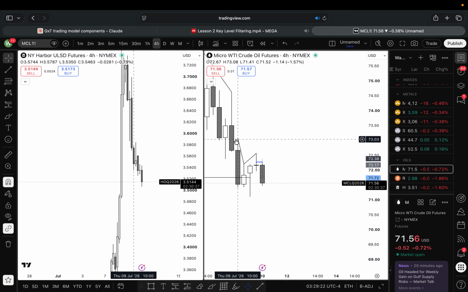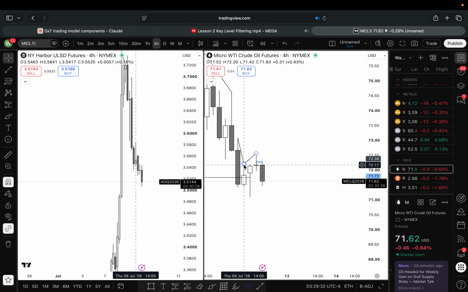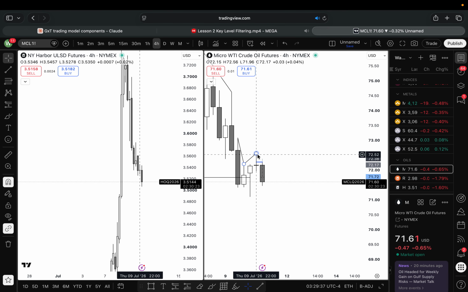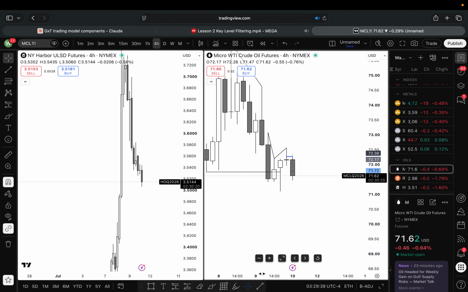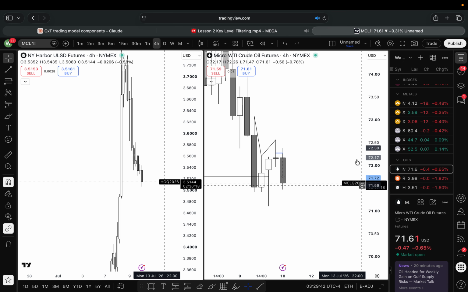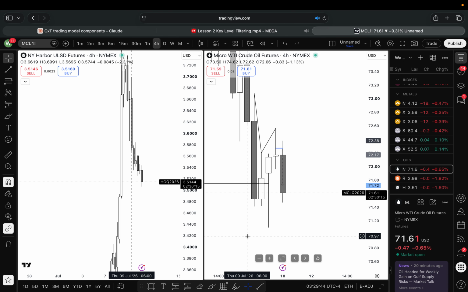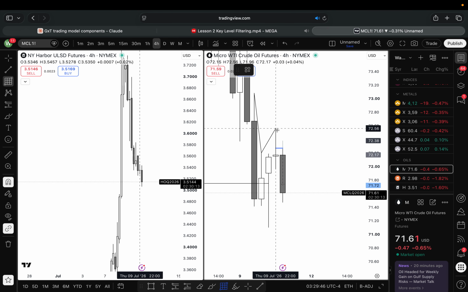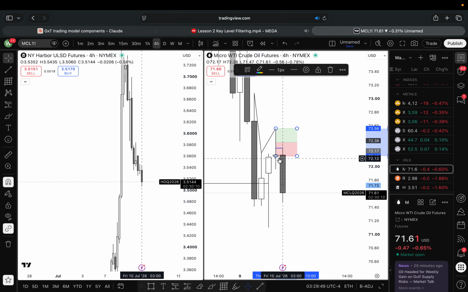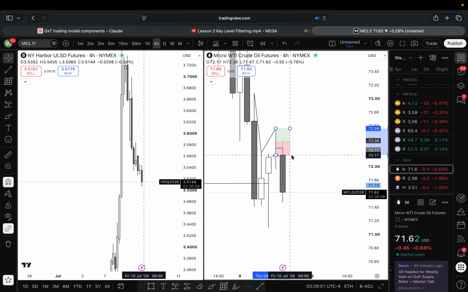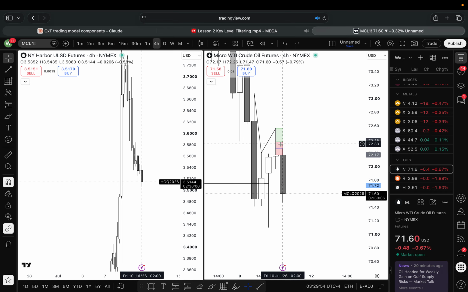Because on Harbor Oil, we had an SMT fill. So crude oil didn't take it. But then, once we see here, on this new fair value gap, Harbor Oil didn't take it, but MCL did, right? So this confirms it. And we had a C2 closure. And then if we take out our fib, we can see that price respected the EQ of the range, our wicks here, right?